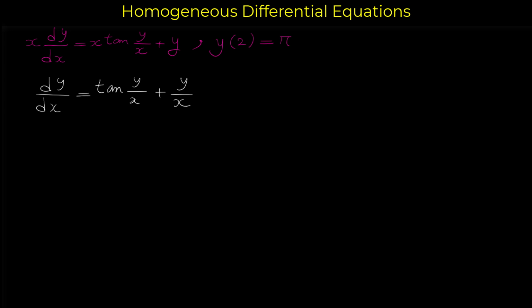In this equation, it is completely obvious that this is a homogeneous differential equation because we have y over x here and here. So we suppose y over x to be v, and so from here y is xv, and from that y prime, the derivative of y, equals the derivative of this, which is v plus xv prime.